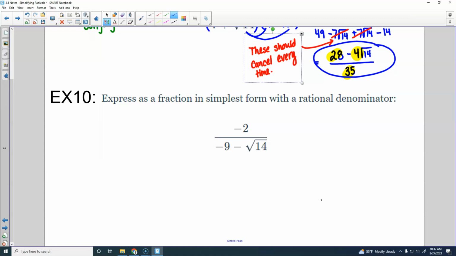And so we've got negative 2 over negative 9 minus the square root of 14. So my conjugate here is going to be, I'm only changing the middle sign, so it's negative 9 plus the square root of 14. You're just changing that middle sign. And if you multiply by that value on the bottom, you must also multiply by that value in the numerator as well. Because negative 9 plus square root of 14 over negative 9 plus square root of 14 equals 1. This doesn't change the value of the expression here.